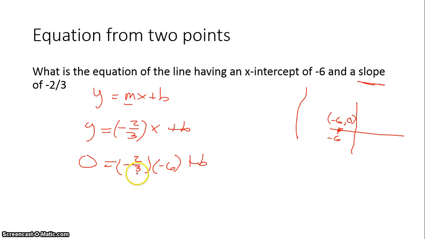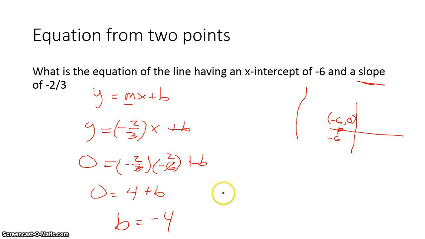Let's see. So -2/3 times -6. My 3 cancels into my 6 and gives me a 2. So -2 times -2 equals a +4, plus b equals 0. So b equals -4.